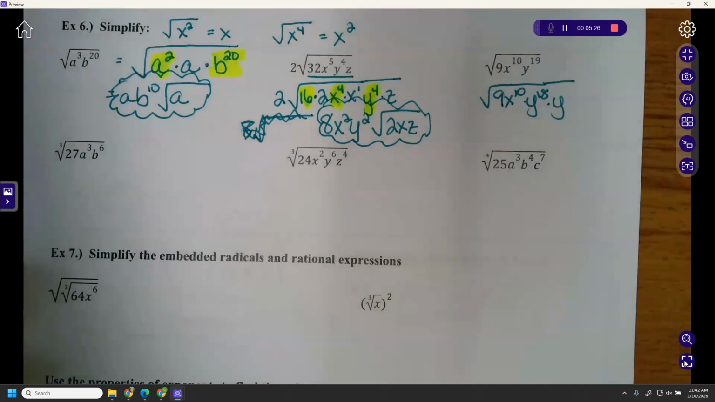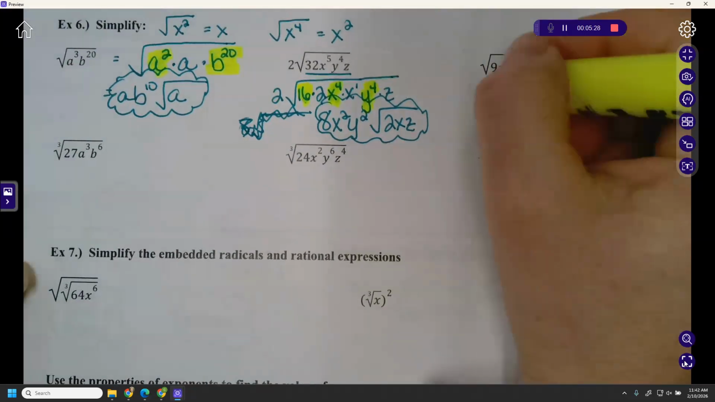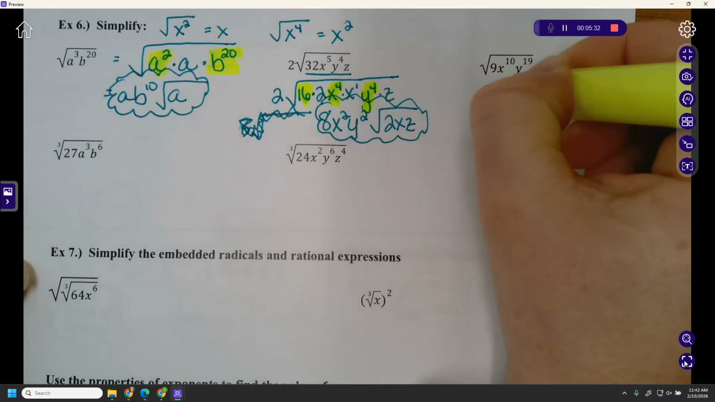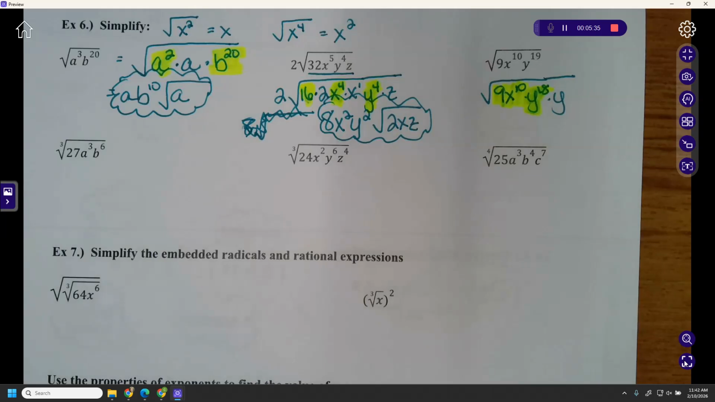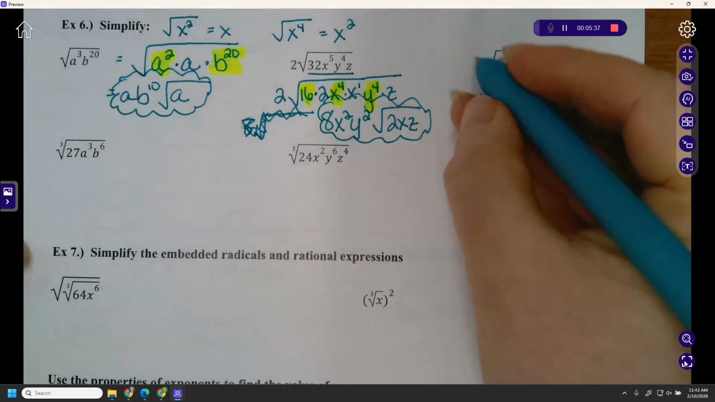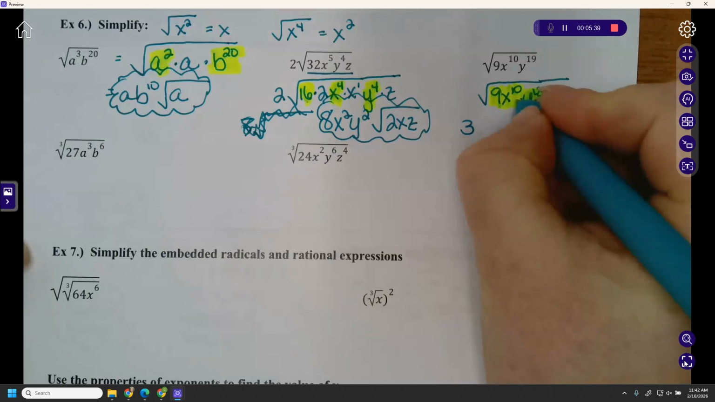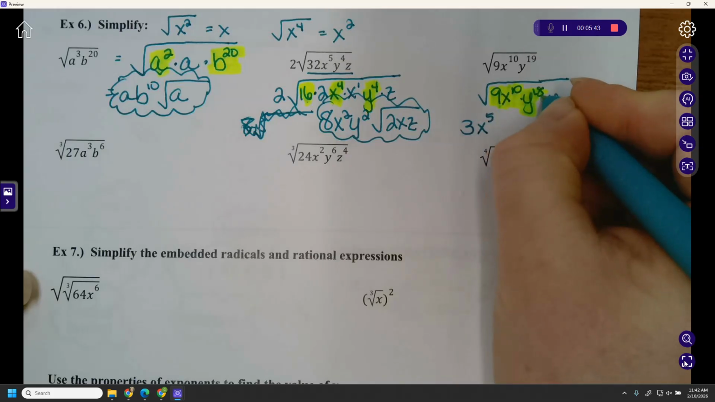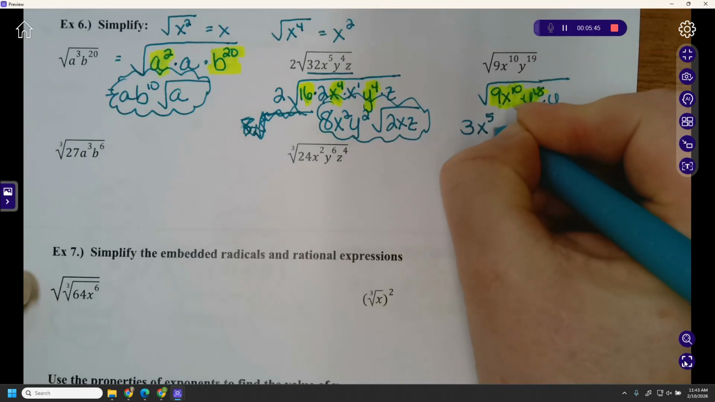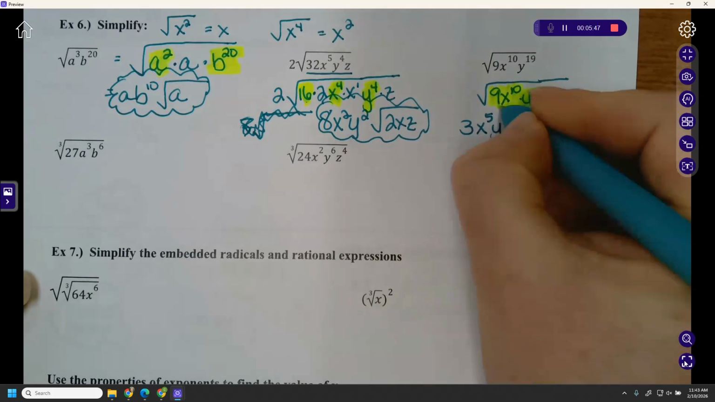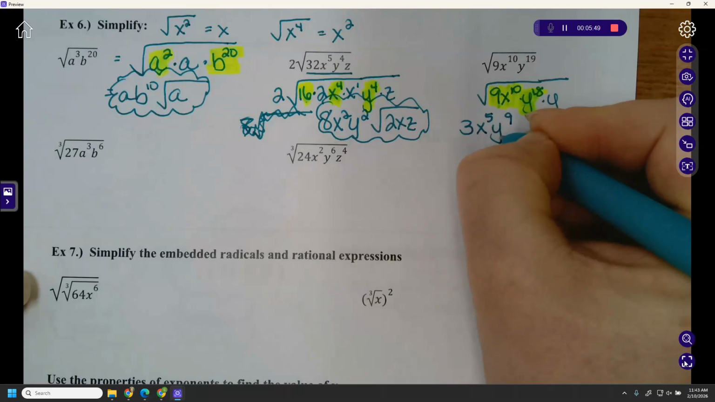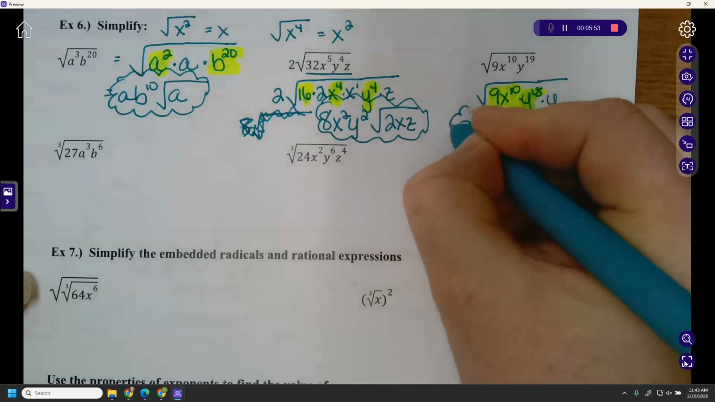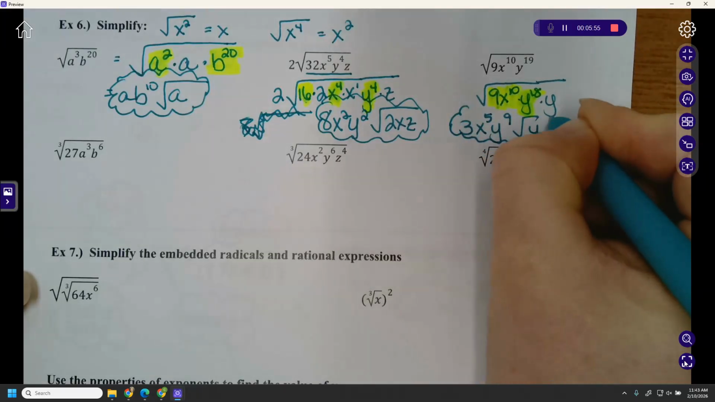So I like to take my highlighter and highlight the things that I'm going to be able to take out from the square root. And it's those first 3 things. The square root of 9 is 3. The square root of x to the 10th is x to the 5th. The square root of y to the 18th is y to the 9th. So those 3 are simplified now on the outside of the radical, and the square root of y has to stay inside the radical. Okay.